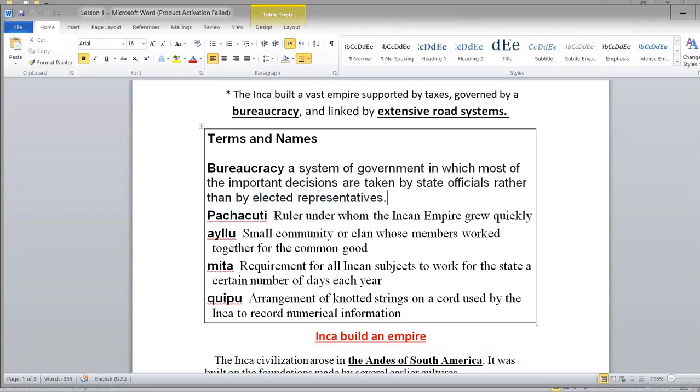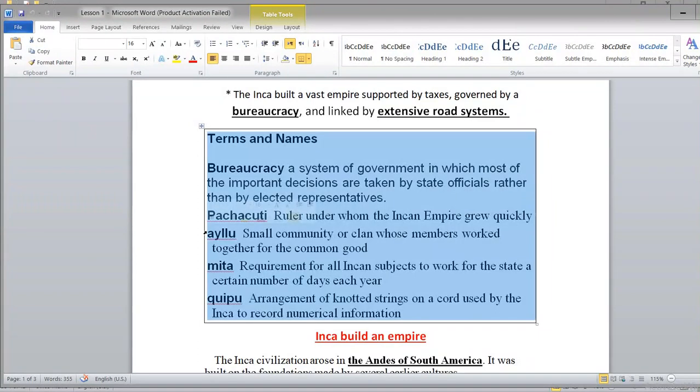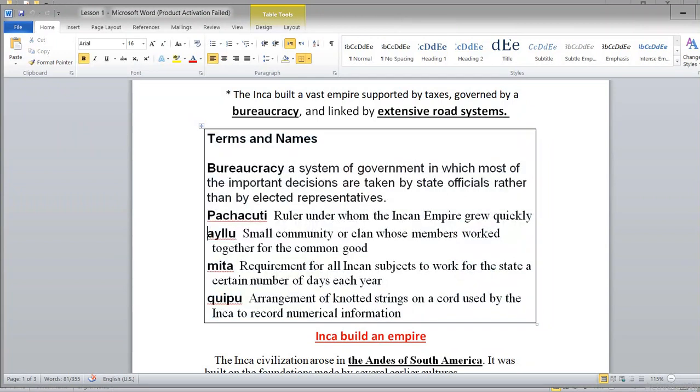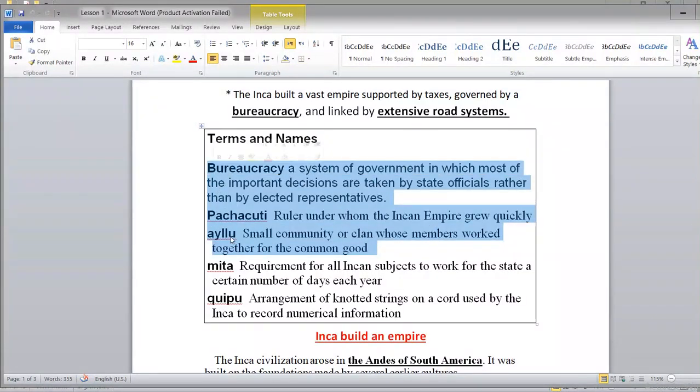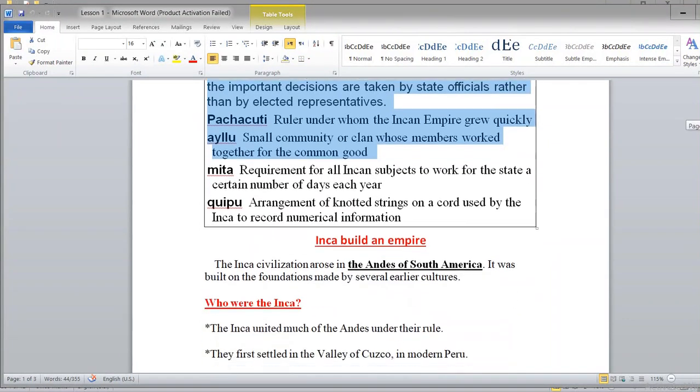Pachacuti, as we said, who is he? He was the ruler under whom the Incan Empire grew quickly. We already took that term before, Ola. What does it mean? It's a small community or clan whose members work together for the common good. Now these are the only terms for this session. The first three terms, please memorize them, you will be asked about them.